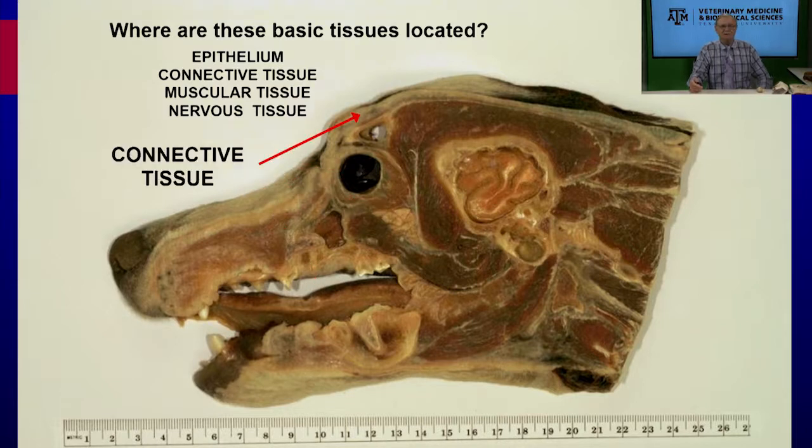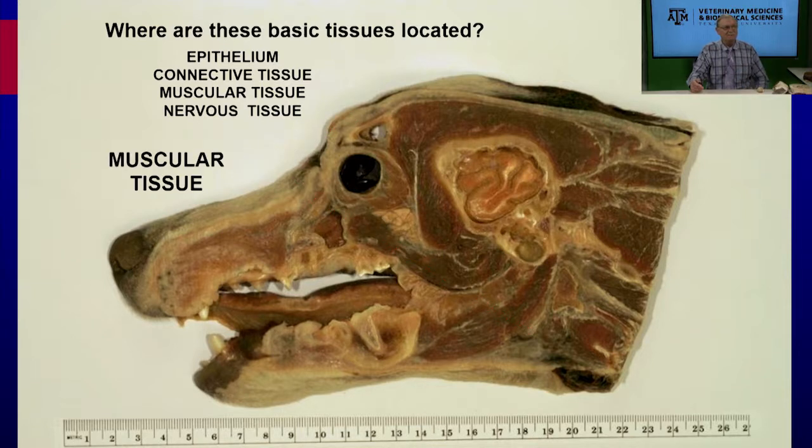Connective tissue, dermis, remember the belt, the dermis. And that is connective tissue below the lower part of the skin. And then we see bone. Bone is connective tissue. In muscle, connective tissue supports the muscle that we see there.